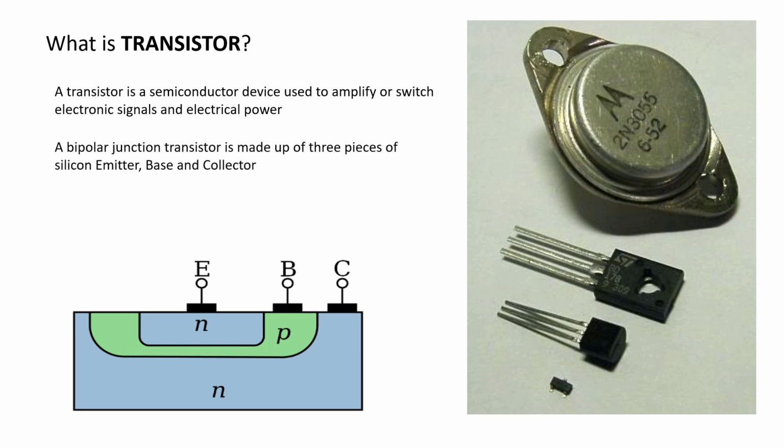A bipolar junction transistor is made up of three pieces of silicon: emitter, base, and collector. Some transistors are packaged individually, but many more are found embedded in integrated circuits.